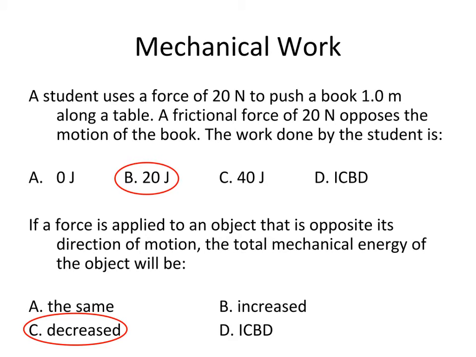If a force is applied to an object that is opposite its direction of motion, the total mechanical energy of the object will be decreased. Because if the force is opposite to the direction of motion, that is the direction of displacement, it means that negative work is done on the object. In the previous example, the friction force would be doing negative work. So if in the first question we were asked what the total work was done on the object, we would have to include the negative work done by friction.